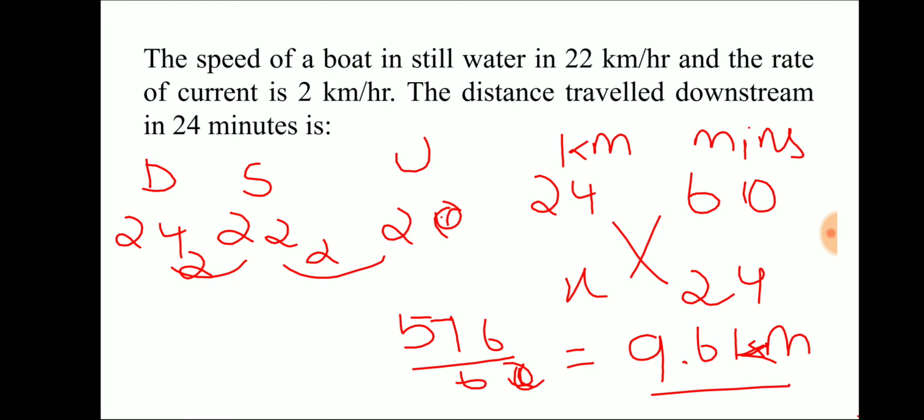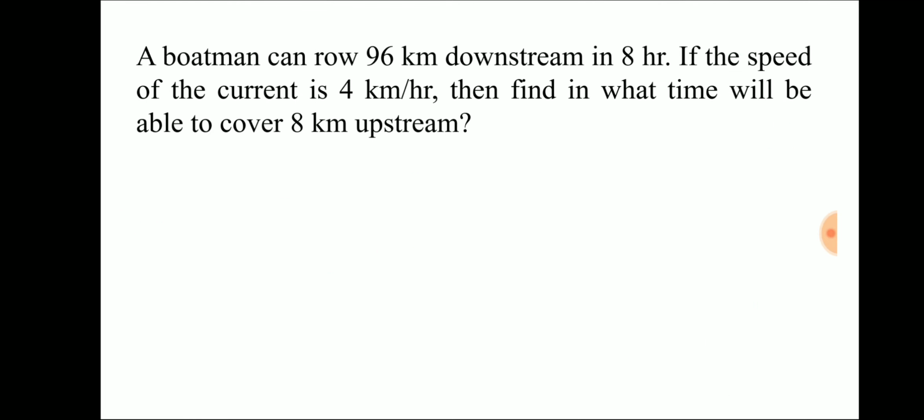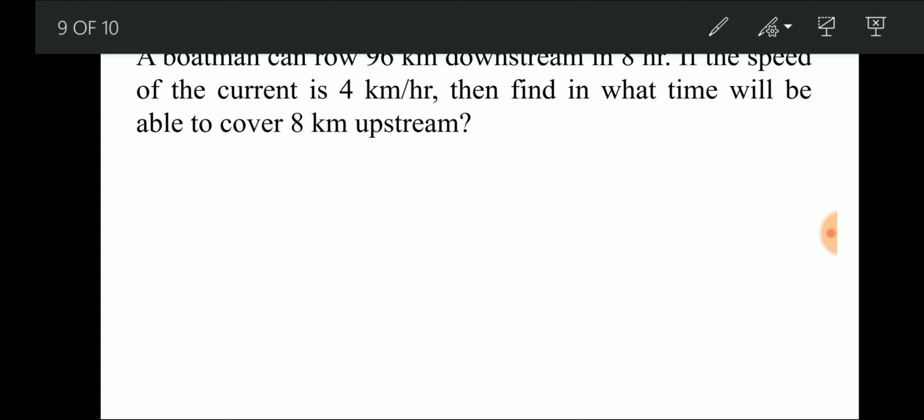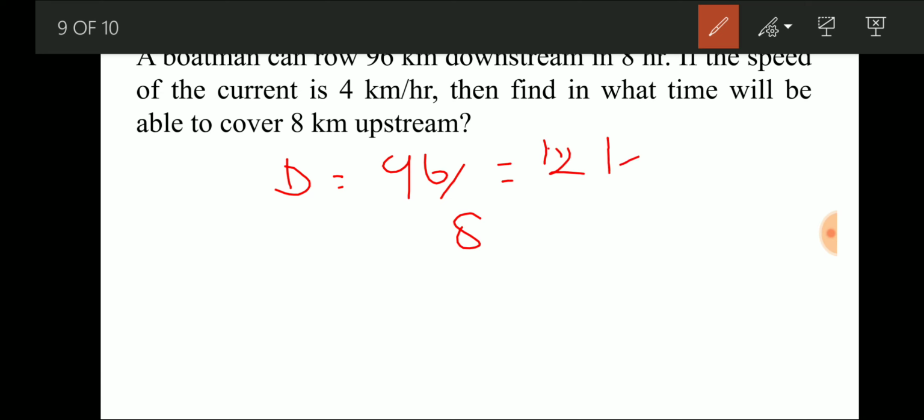So your next question for the day is: a boatman can travel 96 kilometers downstream in 8 hours, if the speed of the current is 4 kilometers per hour. What time will it take to cover 8 kilometers upstream? So downstream, it travels 96 kilometers in 8 hours. So the speed is 96 by 8. Downstream speed is 12 kilometers per hour.